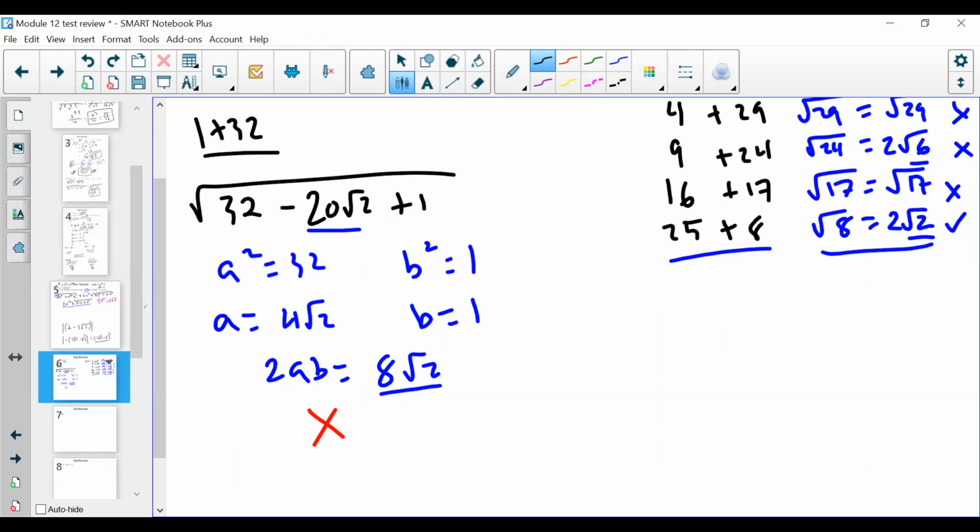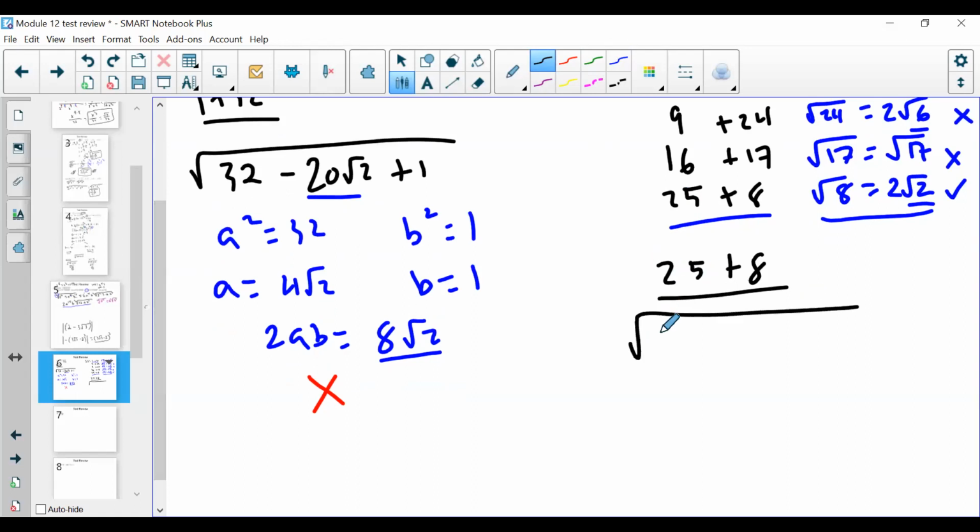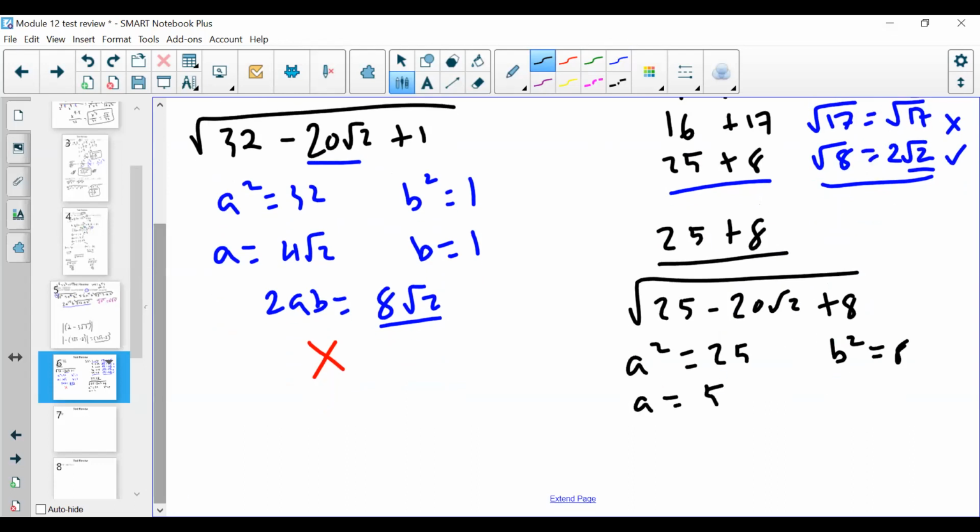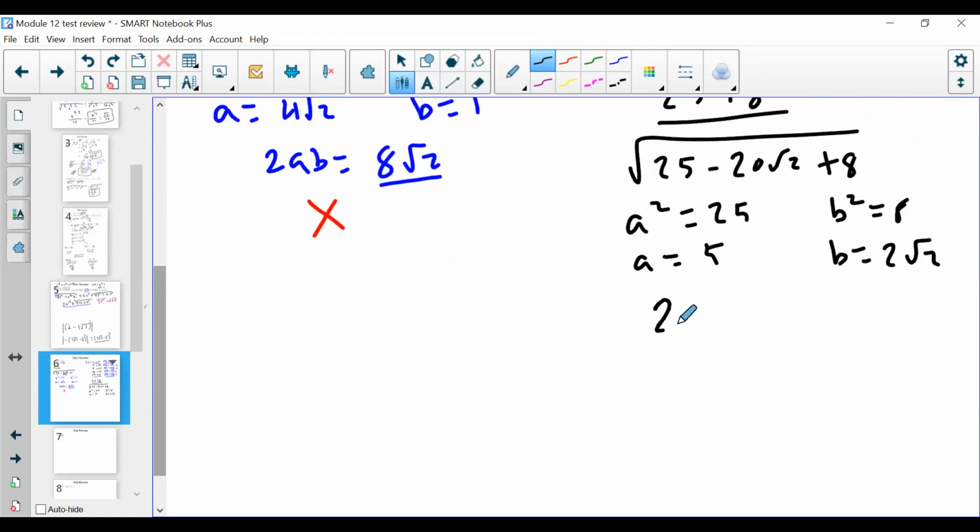But now I'm going to double check this other one of 25 plus 8. So when I double check this, put the bigger one first, we put 25 first, minus 20 root 2 plus 8. So a squared, that's 25. B squared, that's going to be 8. So then a is 5. B is the square root of 8, which we saw is 2 root 2. So 2ab, that's going to be 2 multiplied by my a value of 5, which is 10. So I have 10 times 2 root 2, that's 20 root 2. And that's exactly what I have right here. So that tells me that this is the right one that works, and this is what I'm going to use.